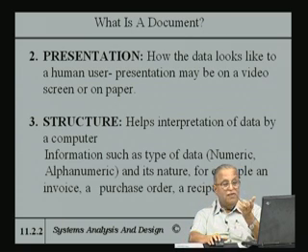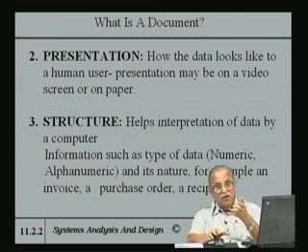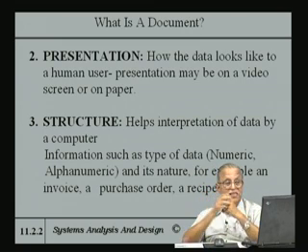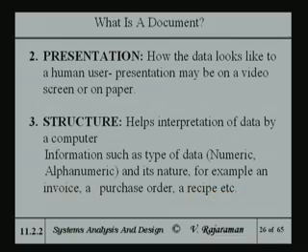Type of data: is the structure numeric or alphanumeric, and also information such as is it an invoice, a purchase order, or a recipe, because each document has its own nature. A recipe always starts with the ingredients required, then the method of cooking, and then how many it serves, and things like that. So each one has a structure. Similarly, an invoice has a structure, and a purchase order has a structure.